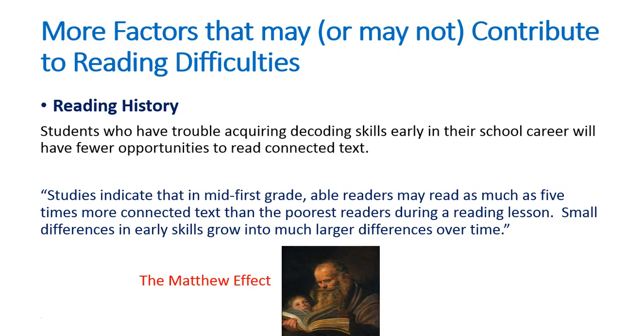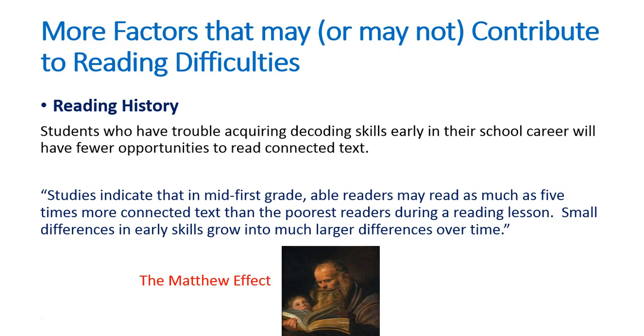So now look at this quote. Studies indicate that in mid-first grade, able readers may read as much as 5 times more connected text than the poorest readers during a reading lesson. Small differences in early skills grow into much larger differences over time. So those students are being exposed to more text, and then they're probably being asked those higher level questions. And as we move forward, that pattern is going to continue.